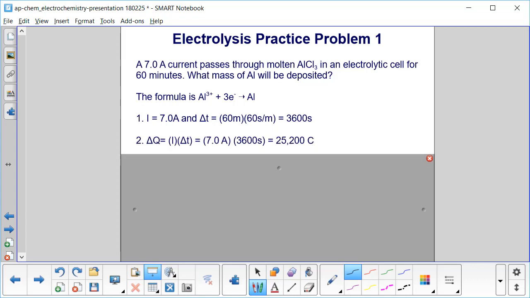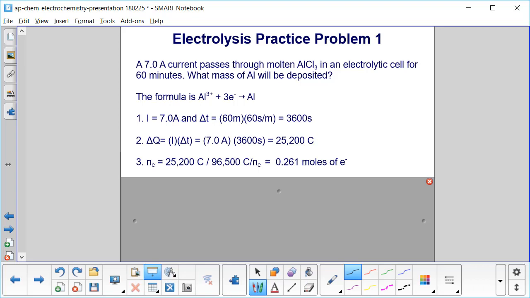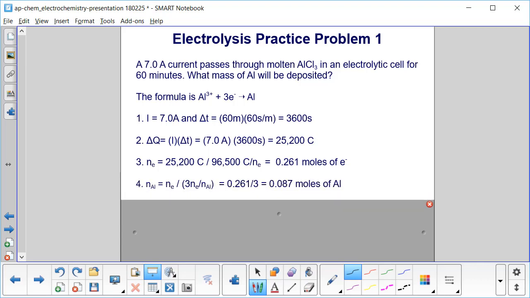So we can find Q. Q is 25,200 coulombs. Once we know the charge, we can find the number of moles of electrons using the Faraday constant. So 25,200 coulombs divided by 96,500 coulombs per mole of electrons is 0.261 moles of electrons.